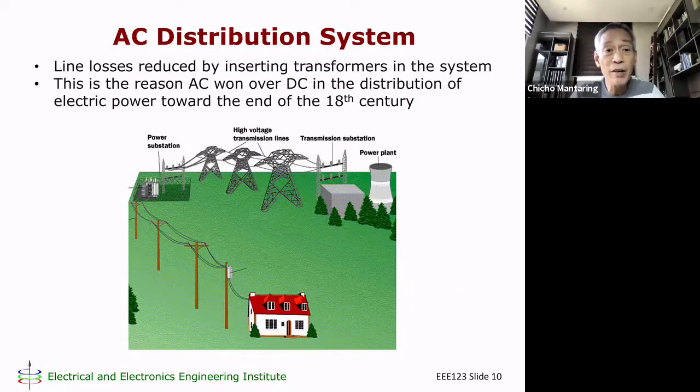The line losses are reduced by inserting transformers in the system. I think you already know that outside your houses, on the Meralco pole, there is a transformer there. The purpose of that transformer is to reduce the voltage from the distribution voltage down to 220 or 230 volts. The reason it does that is to reduce the line losses.